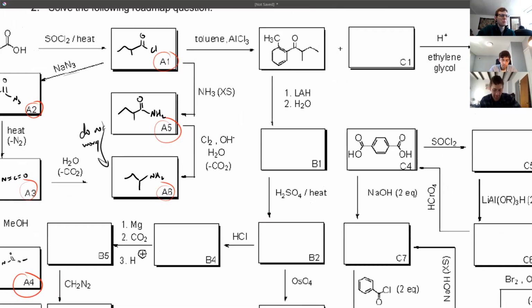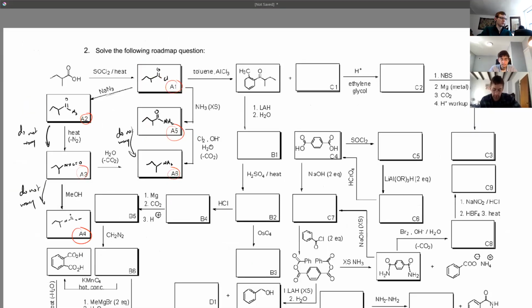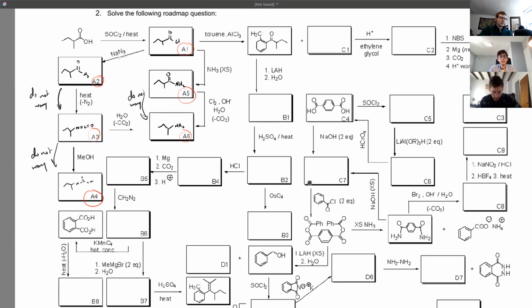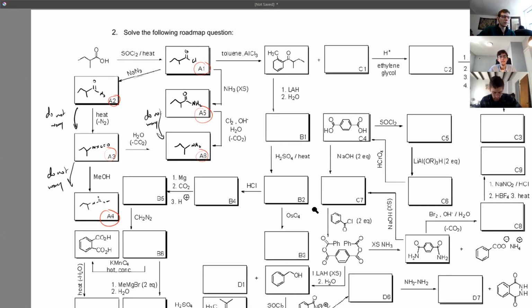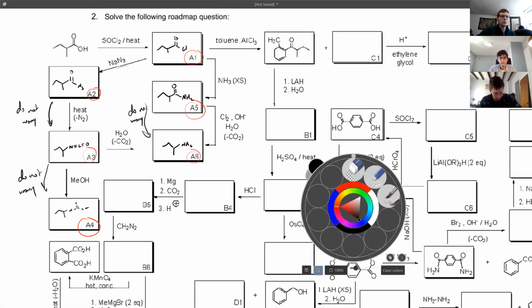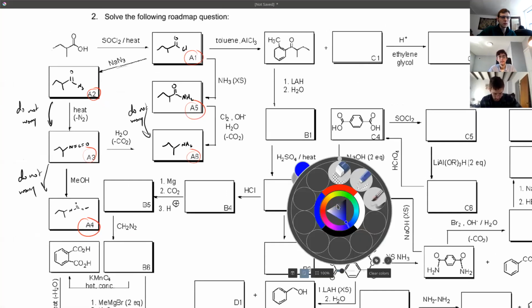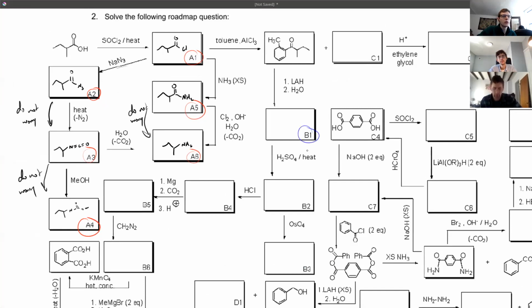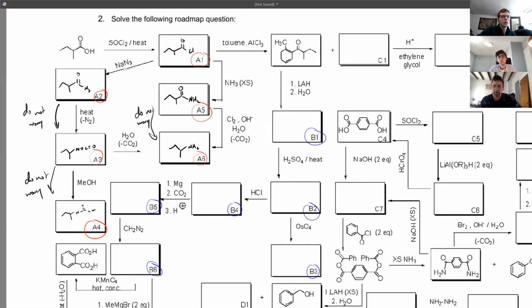Why don't we do B instead. B is all over the place. Is toluene like cyclohexane with a nitrogen? With a methyl. Oh yeah, it's benzene with a methyl. You were thinking of aniline, which has an amine on it.